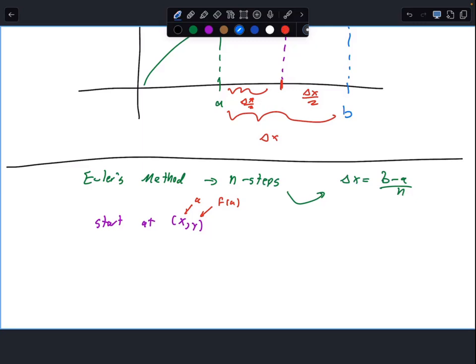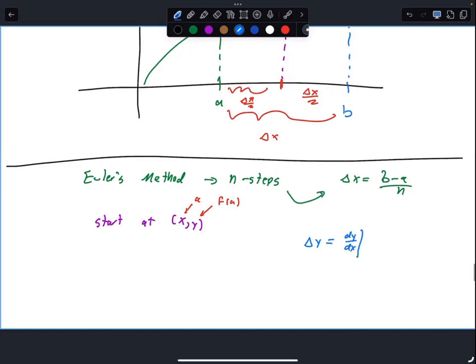The first step, remember, we know that delta y is going to be dy dx evaluated at that point, x comma y, times delta x. This is from earlier when we did that linear approximation piece. Basically, we're taking the slope and multiplying the slope by how far we're going to step out. And that'll give us where we are on a new point in our line.